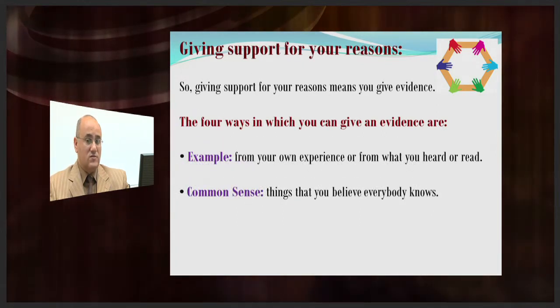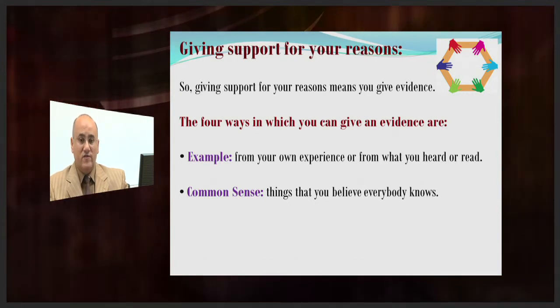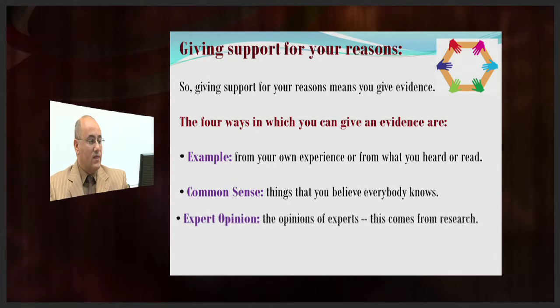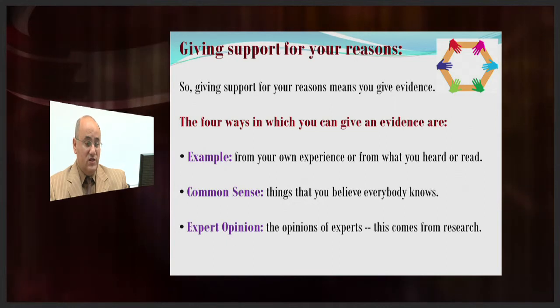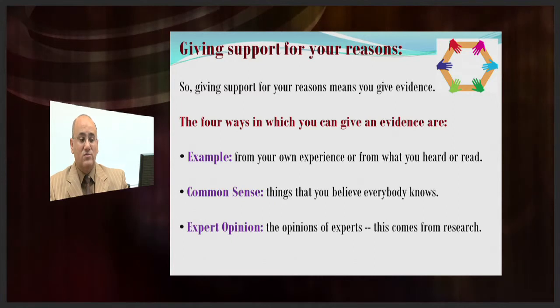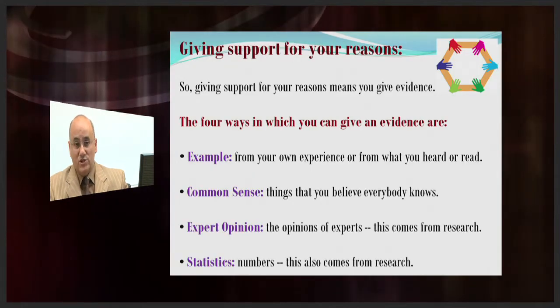A common sense, things that you believe everyone knows. It's known to everybody. It's well acknowledged. Everyone knows this. You can even use expert opinion, and from where should you get this? The opinions of experts. This comes from research. You make some research using books, internet, magazines, and you find expert opinions on the topic. And finally, the statistics, numbers. You should show some numbers. These numbers come from research also.